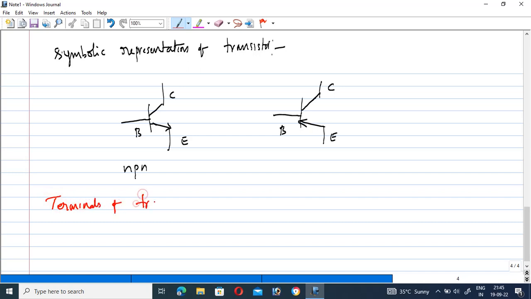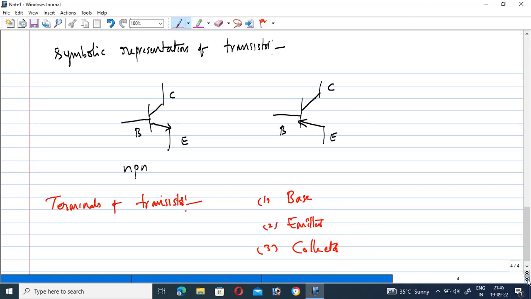Terminals of a transistor. What are the terminals? That is nothing but base. The second one is nothing but emitter. The third one is nothing but collector. These are the terminals of a transistor, right?